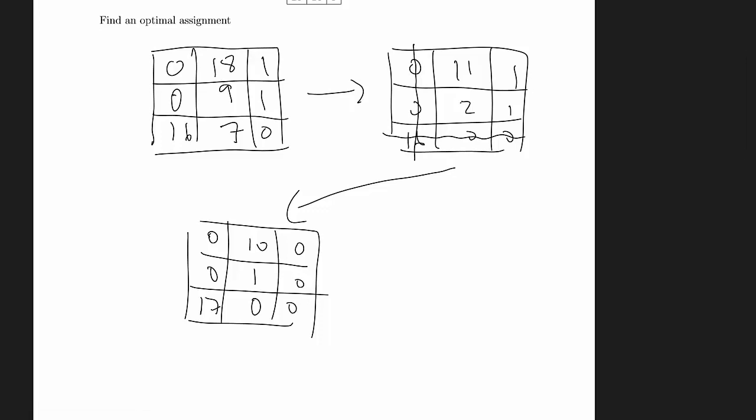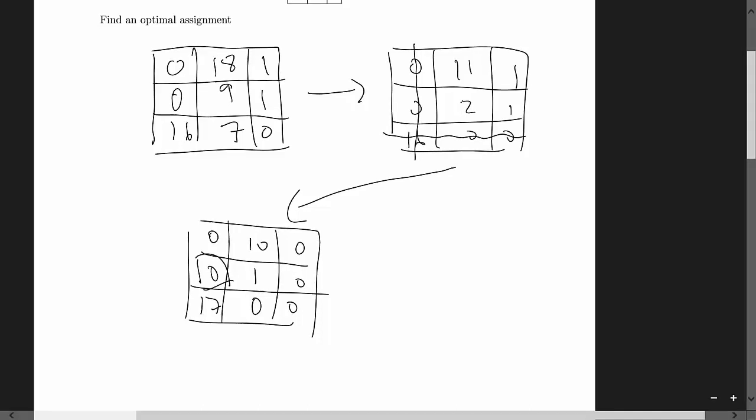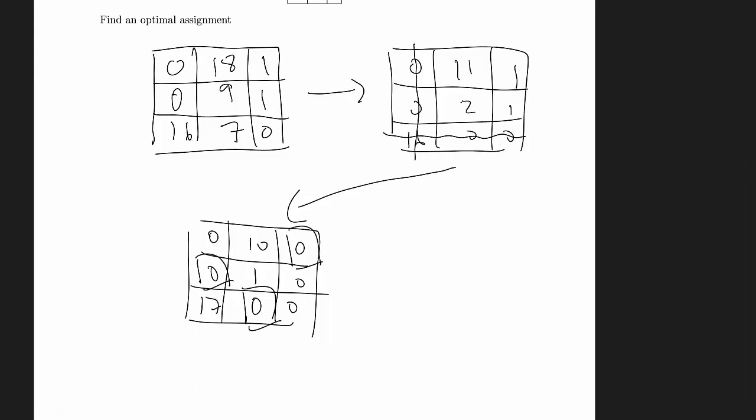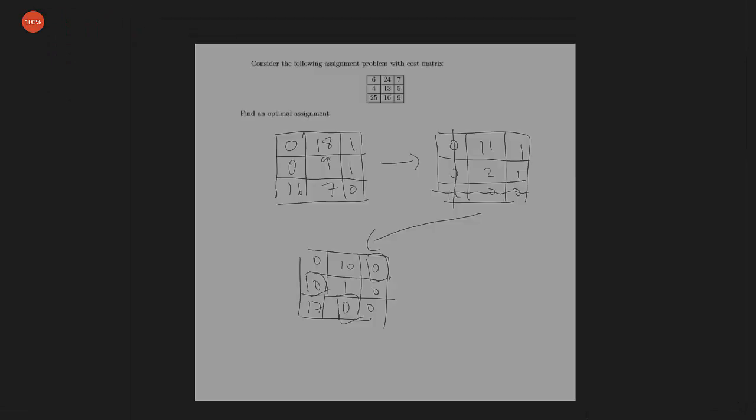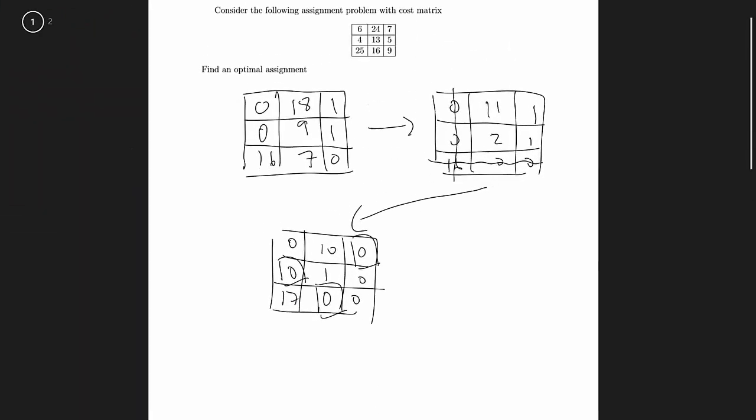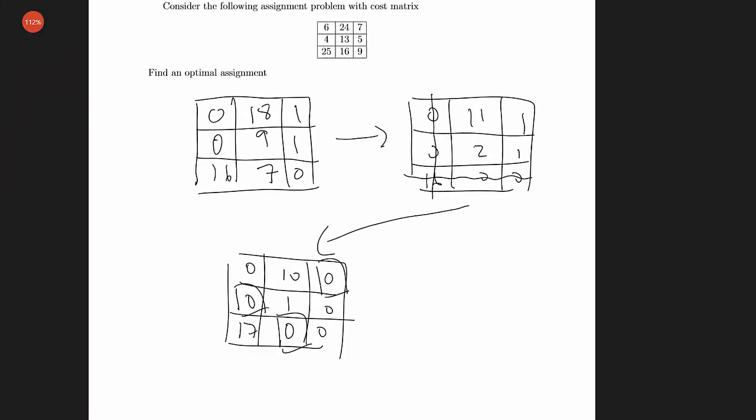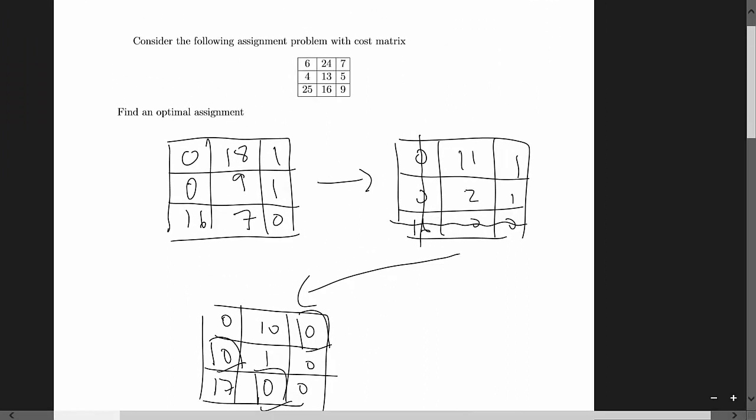And now at this point I can find 3 zeros, 1 in each row and each column, and so definitely the weight is minimized at this point. And since I've only done equivalent transformations, I know that, for example, this is an optimal assignment in this problem.